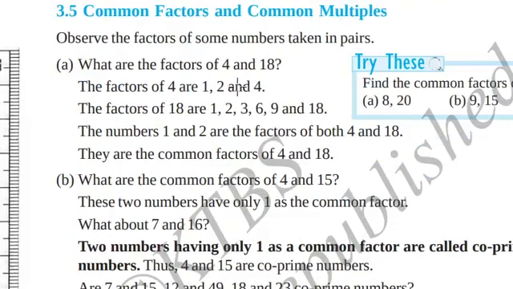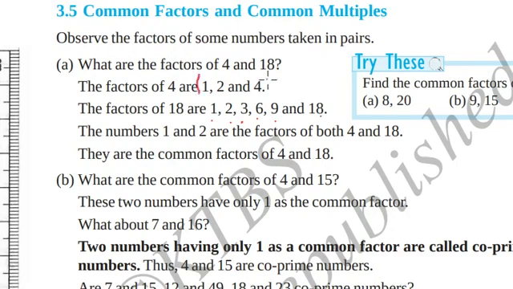What are the factors of 4 and 18? Factors of 4 are 1, 2 and 4 itself. 4 is divisible by 1, 4 is divisible by 2 and 4 is divisible by 4 itself. The factors of 18 are 1, 2, 3, 6, 9 and 18 itself.